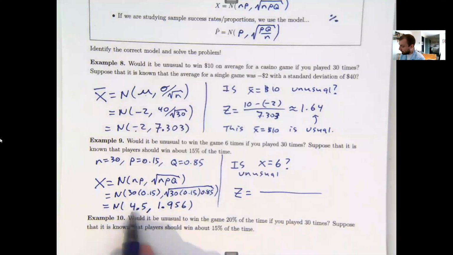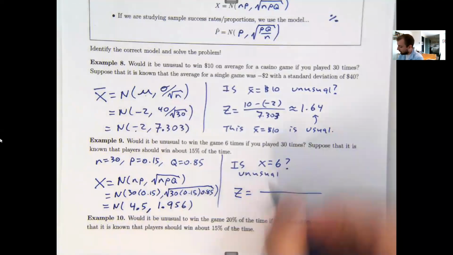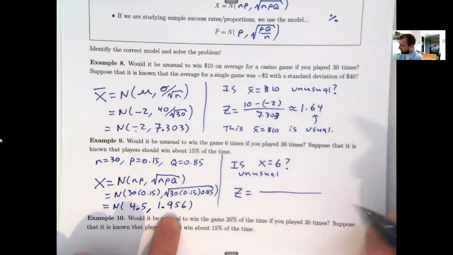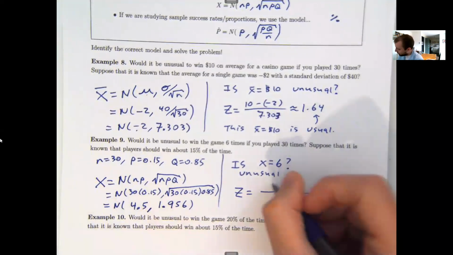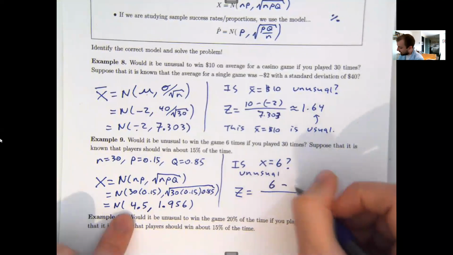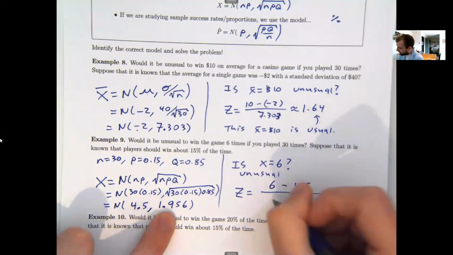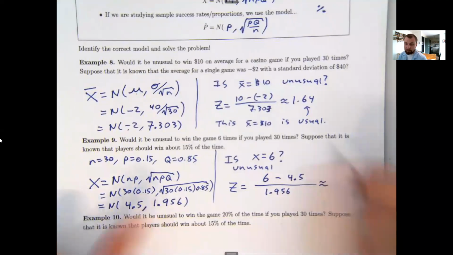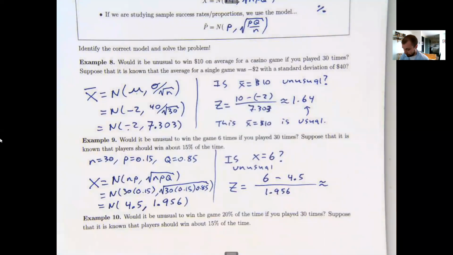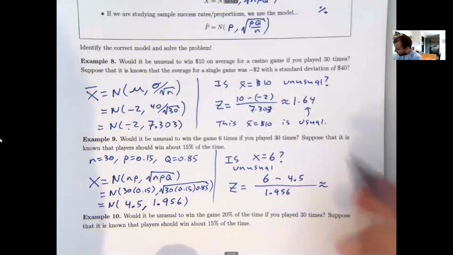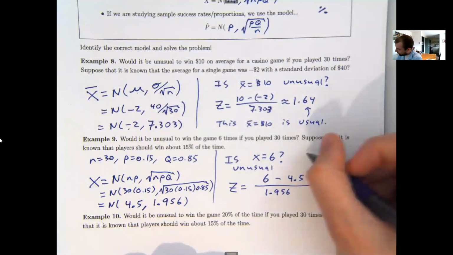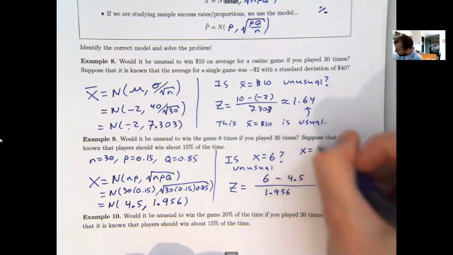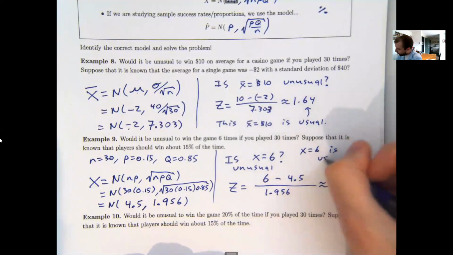But I'm getting an average of 4.5, and I'm getting a standard deviation of 1.96. So I'm going to take my value that the question's about, minus the center of my model, divided by the standard deviation for my model. So all these setups are really, really similar once you have the right distribution. In this case, when I type this into my calculator, I get something like 0.77 or so. This is within 2 standard deviations, so x equals 6 is considered usual.